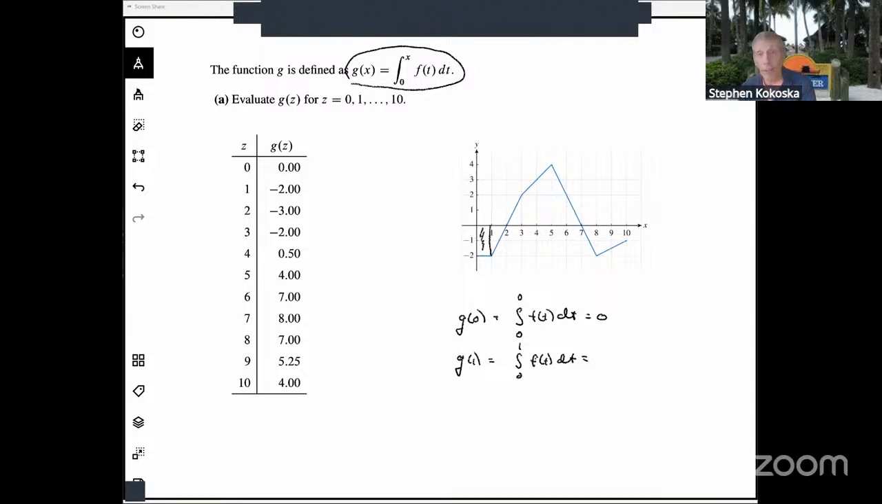Well, that area is 2, but the graph of f is below the x-axis, and so that value is just -2. All right, so I'm going to proceed through and jump through all of these, and you can see here as I reach a value like g of 4, I've got some area over here, we'll attach a negative sign to it, and some area over here, which is positive, and I think that turns out actually to be a half, to be 0.5.